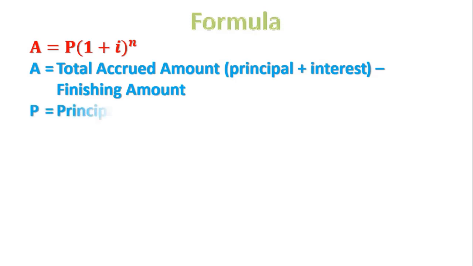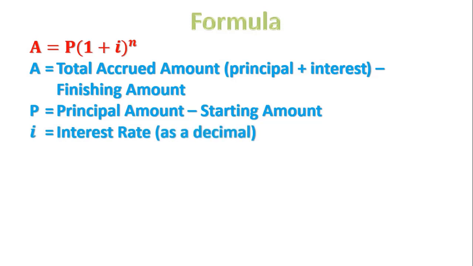The second letter, P, is the principal amount or the starting amount. Before I added any interest or anything, what did it start at? What value was it? The third letter, i, is the interest rate. Remember, we always change it to a decimal when we're using our formula. And lastly, n, the number of compounds.